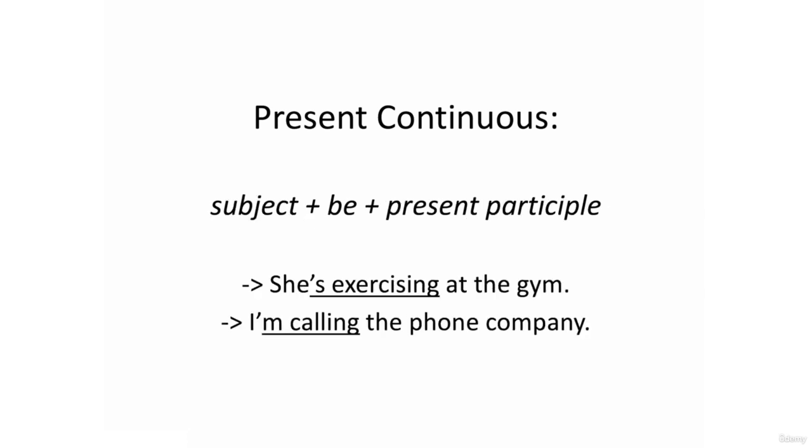We form sentences in the present continuous tense by following the structure subject plus the auxiliary verb be plus the present participle. For example, she's exercising at the gym. She's is the contraction of the subject she and the auxiliary verb to be. I'm calling the phone company.